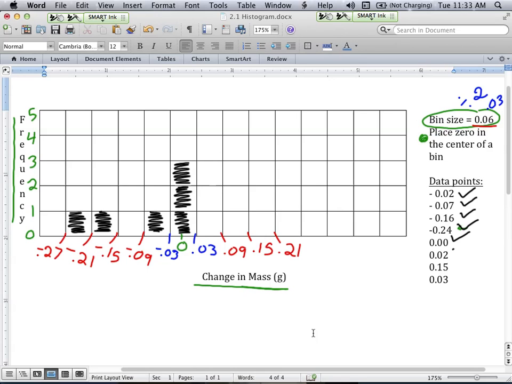Positive 0.15. Now this one is right here. It's on the boundary between two bins. The rule of thumb is, if it's on the boundary, always put it in the bin to the right. 0.03 is in the same situation. It's on the boundary, so I put it in the one to the right. And there you have it, a histogram for this data set.